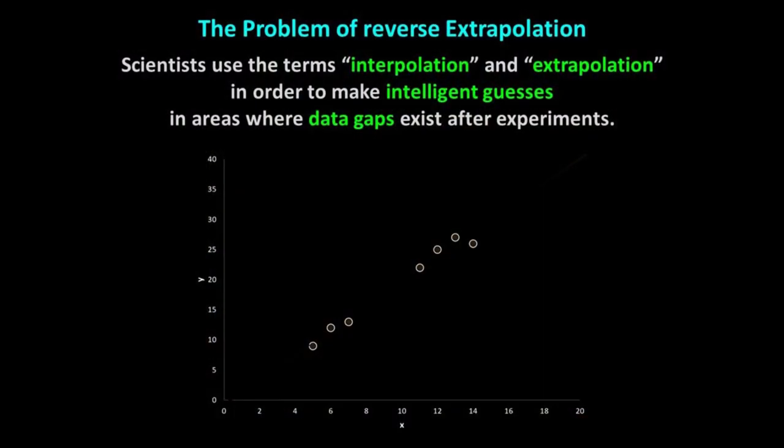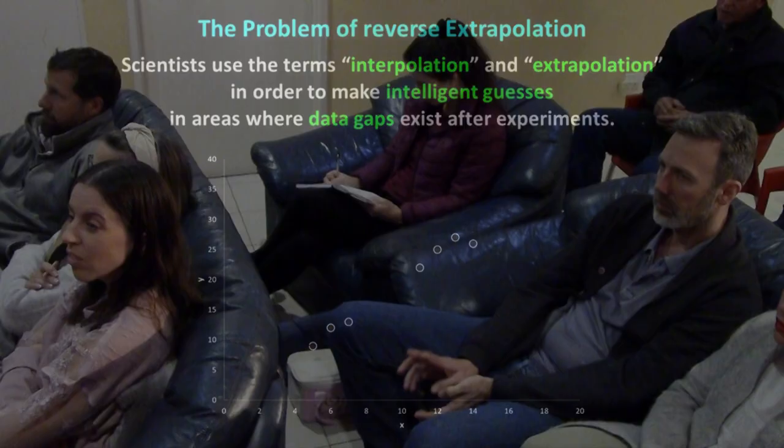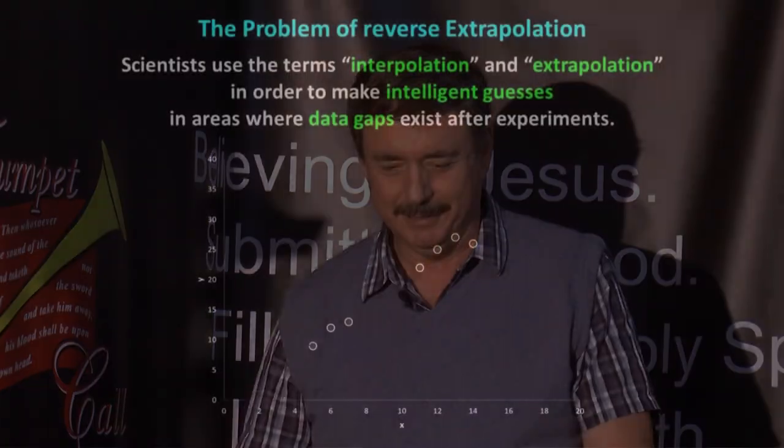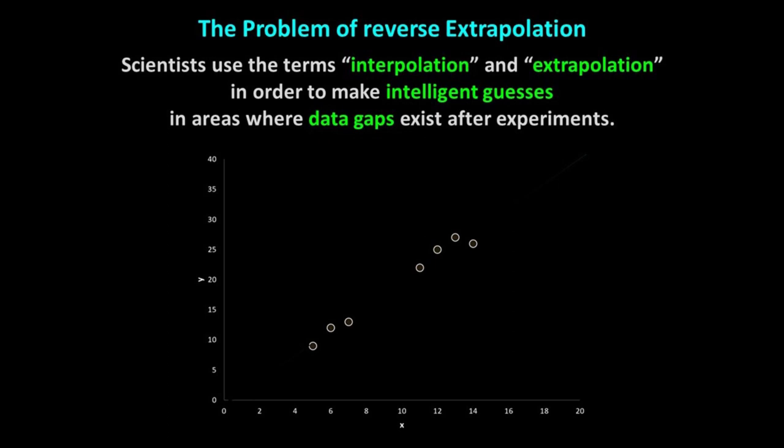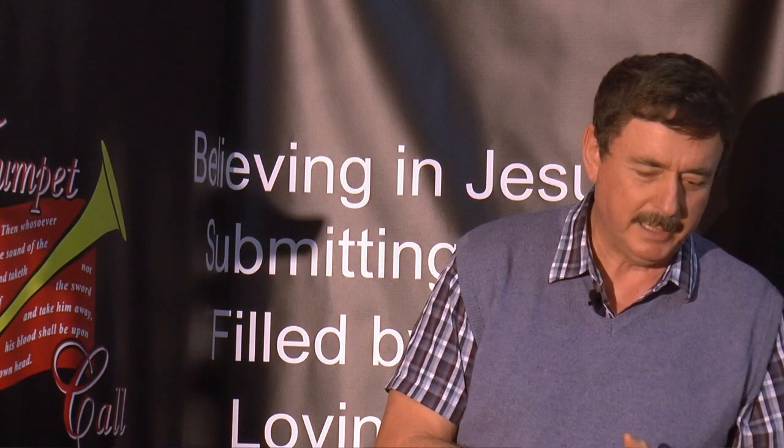The problem of reverse extrapolation. Some of you know the term extrapolation. What's that? One person. Okay. Let's just explain. Scientists use the terms interpolation and extrapolation in order to make intelligent guesses in areas where data gaps exist after experiments. For instance, let's make a kind of a mind experiment quickly, something we did at school.